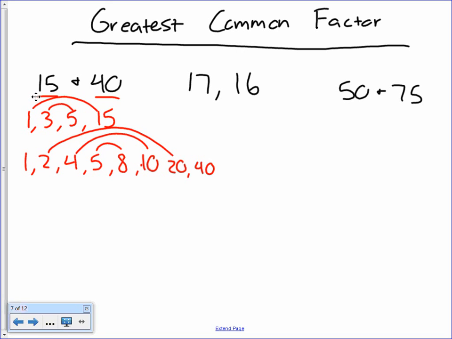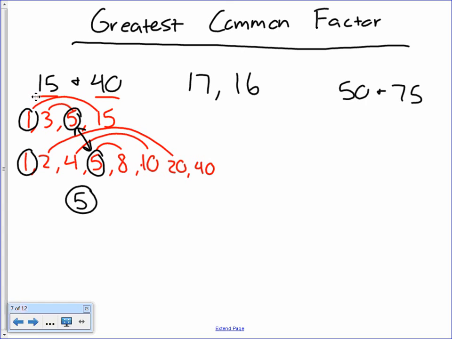Now looking at those two lists, we have to look at which ones do they have in common? Well, they have the 1 in common for sure. 3 isn't in the 40 list. 4 isn't with the 15. The 5s are in common. And there's no 15 in the 40. So actually the biggest number that divides both of them is 5. So the greatest common factor of this one will be 5.